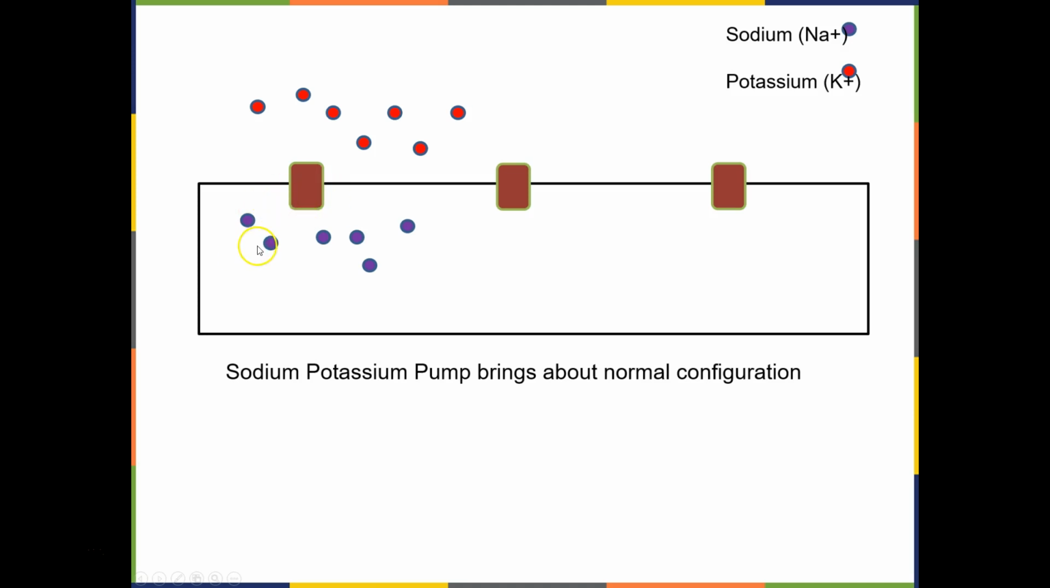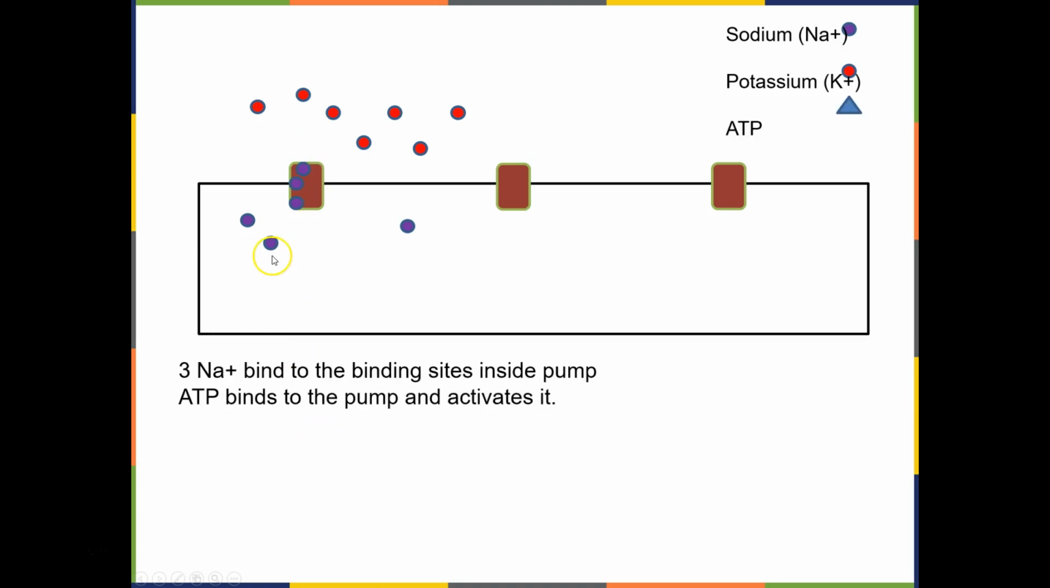how it works. So right now we have sodium on the inside, potassium on the outside. We have these sodium-potassium pumps that are constantly pumping sodium back out and potassium back in. First thing that happens is sodium can bind at that resting configuration inside the cell. When that happens, then ATP will bind to an ATP binding site. When ATP binds, the protein changes in configuration and opens to the extracellular region.